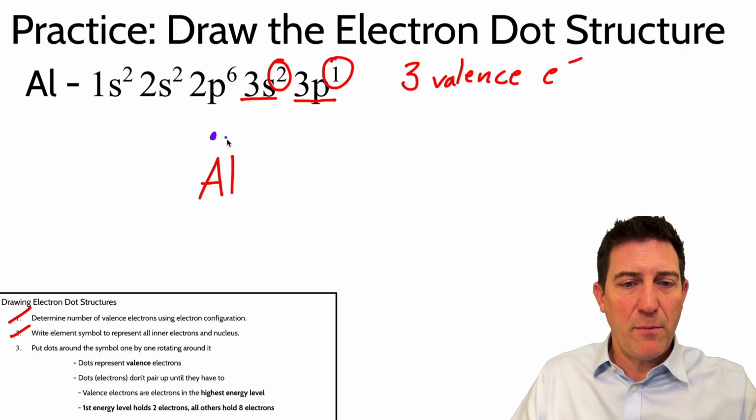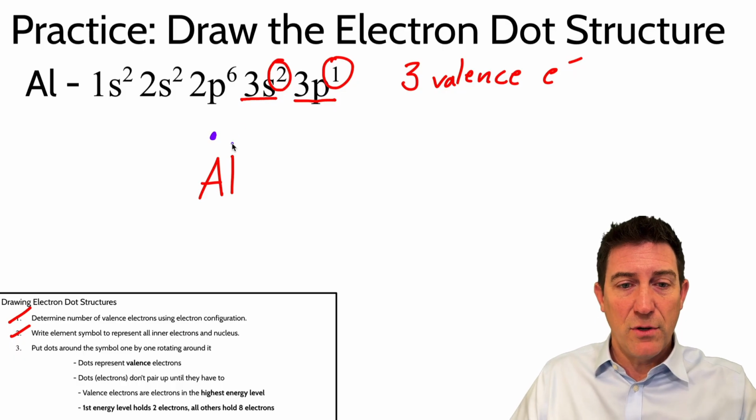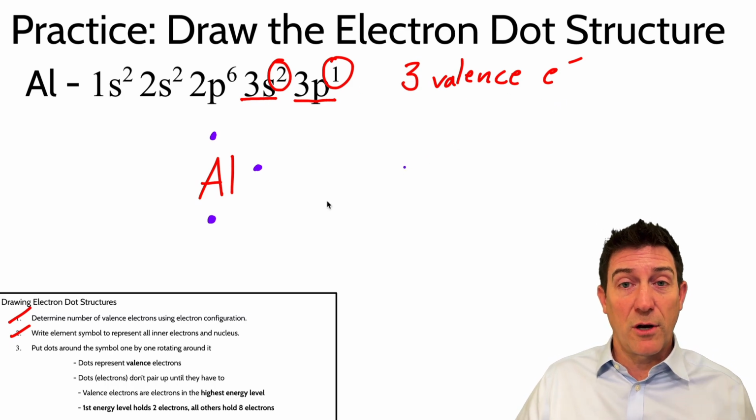There's one electron. Now I'm not going to put the second one there because remember, they don't pair up until they have to. So let's go over here. There's 2. Now I'm not going to put one next to it, and there's 3. So I've put 3 electrons around my aluminum, and that's how many I need. That's all you have to do for the electron dot structure for aluminum.